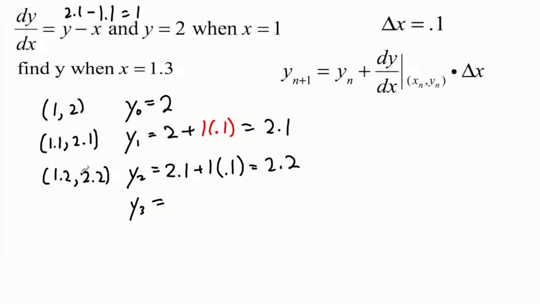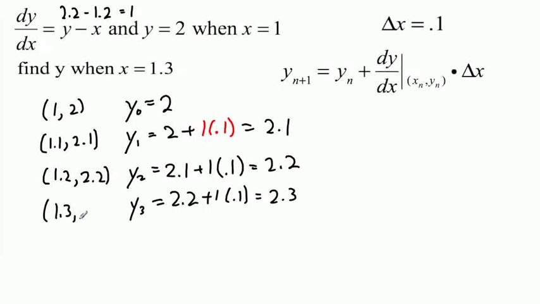That's going to be my last y, which is 2.2, plus my derivative at that point. So my derivative at that point is going to be essentially 2.2 minus 1.2, which ends up being 1 again. That doesn't happen all the time, just for this situation. So 1 multiplied by 0.1 is going to give me 2.3. And at that point, we have x changed by 0.1, which is 1.3, and then 2.3 is my other y. So at the point 1.3, my function is going to be 2.3.